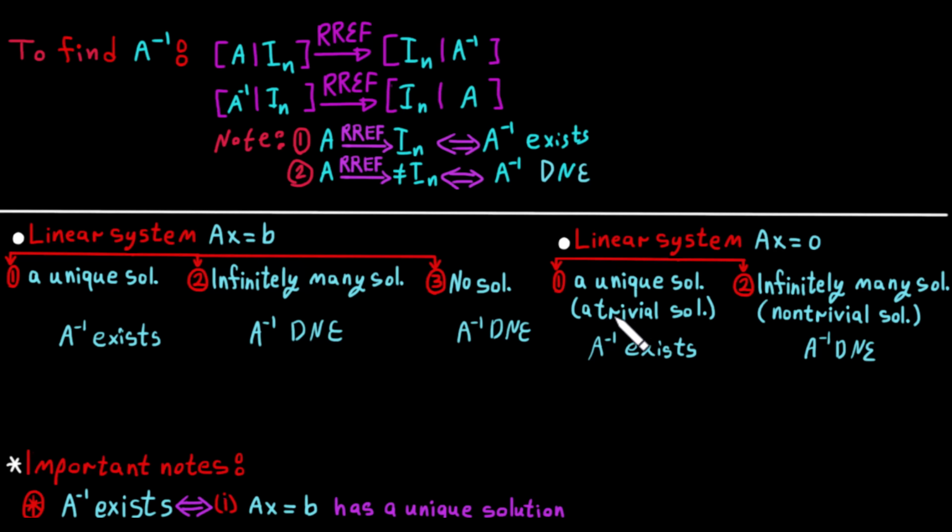I can repeat, as in some earlier videos, that a unique solution in Ax equal to 0 is called a trivial solution. They prefer to say trivial solution. For infinitely many solutions, they prefer to say non-trivial solution if we have Ax equal to 0. I just want to remind you: sol means solution.